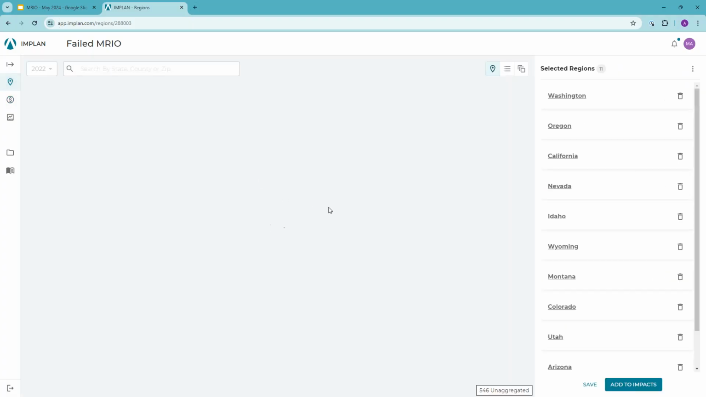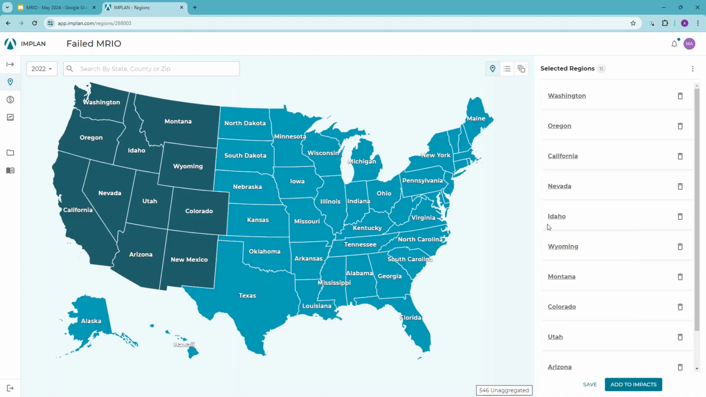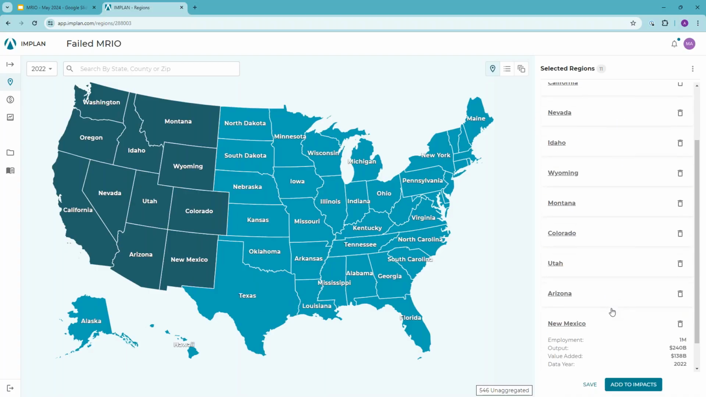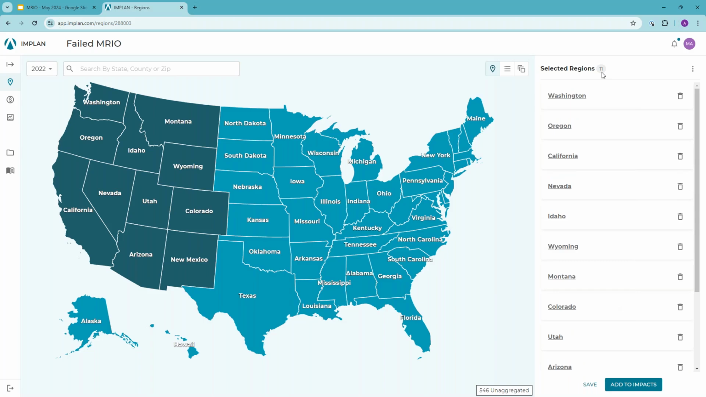So if I pop back over to my map, you will see that I have added each state as a separate region in my analysis. So I have 7 regions in my multi-regional input-output analysis, and I have one event. That one event took place in California. But I wanted to see the spillover effects from all of the trade and commuting that happened in Nevada, Oregon, Washington, Idaho, etc.